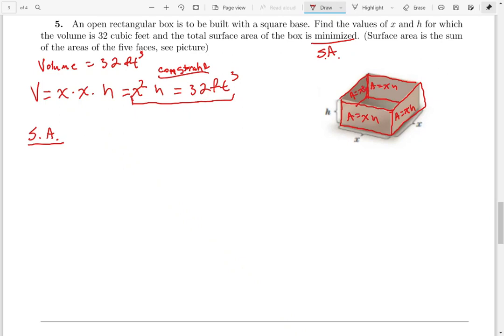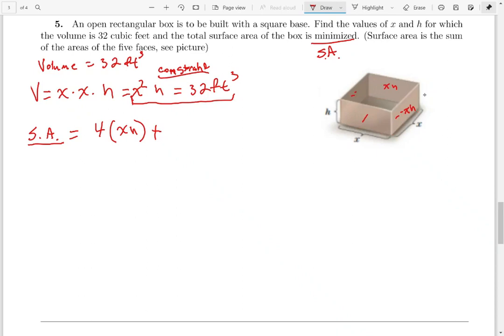And so since that's the case, I can go ahead and start putting this together. I know that there are four sides, 4 times the area of each smaller piece, which is 4 times x times h, plus the area of the base. And so what's the area of the base going to be?